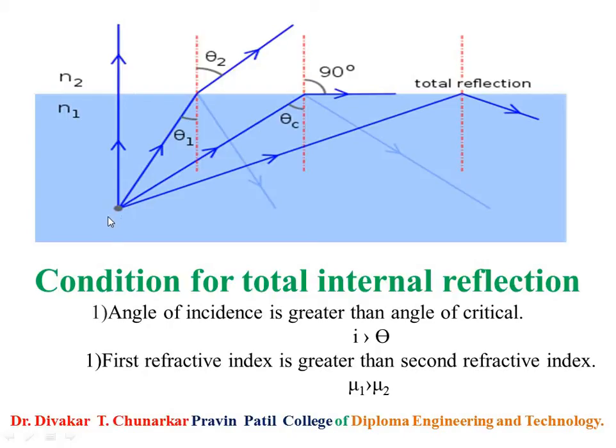This is the origin. N1 is the initial state, that is the first medium, and N2 is the second medium. This is where total reflection takes place. In case of total internal reflection, only reflection takes place.